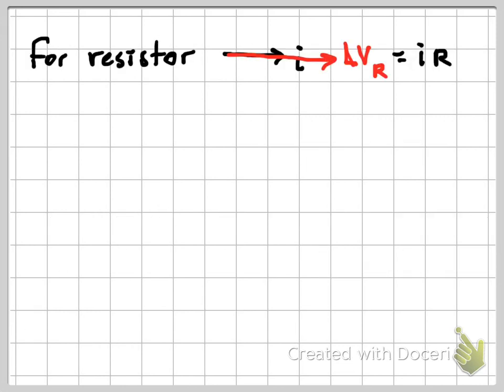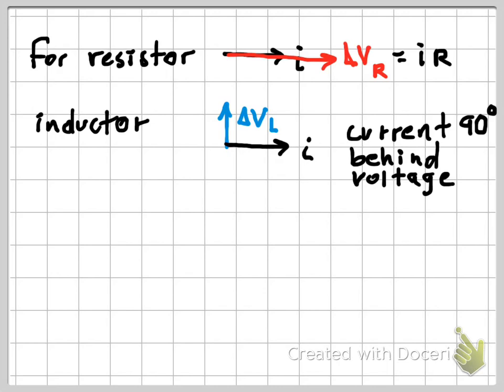Let me remind you what we discussed before. When we have a resistor connected to an AC circuit, we found that the current phasor and the voltage phasor are parallel to each other. The voltage is simply in magnitude the current times the resistance. For an inductor connected to an AC circuit, we found that the current lags 90 degrees behind the voltage. In terms of phasors, we draw the current as a horizontal phasor, and then the voltage in the inductor is 90 degrees vertical, pointing up.